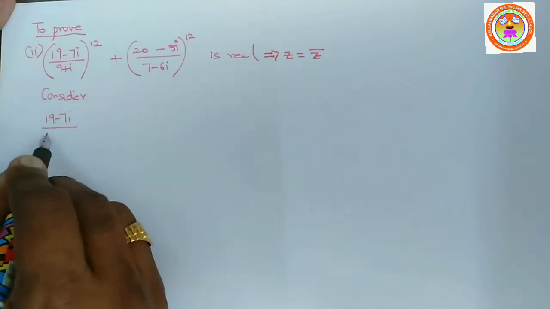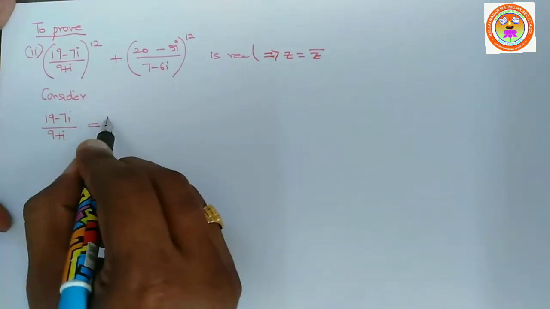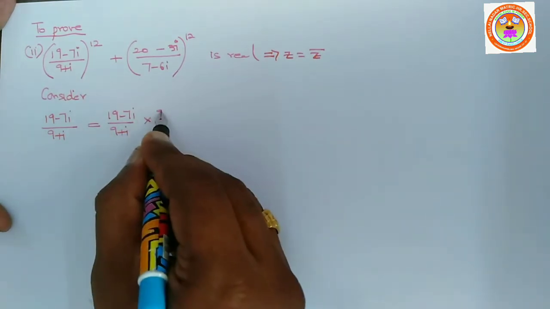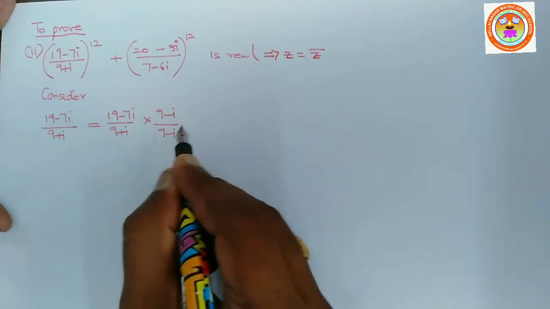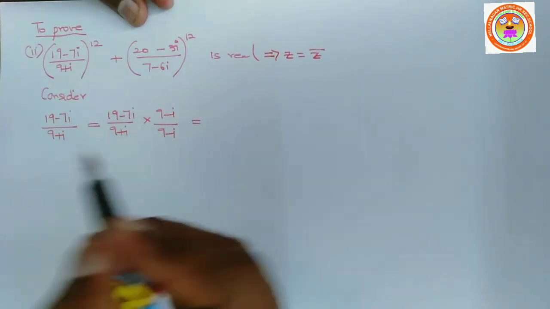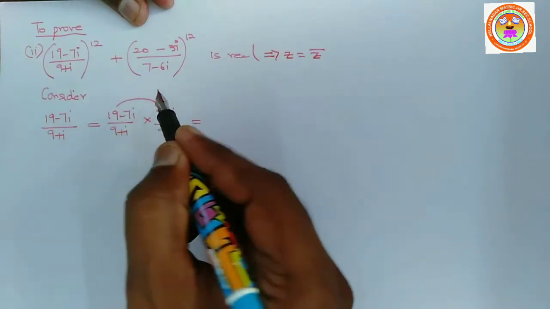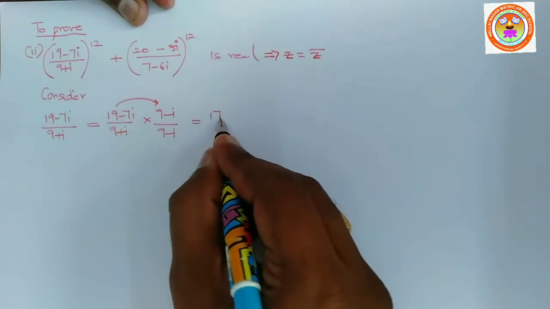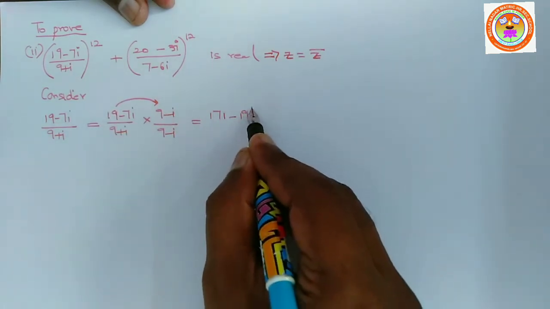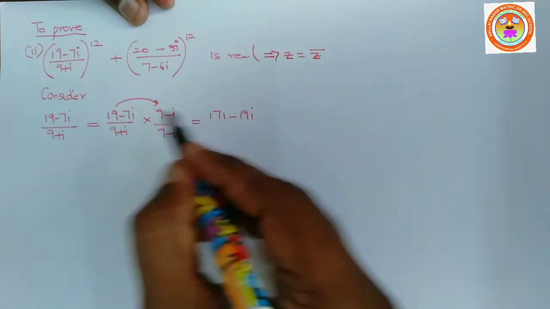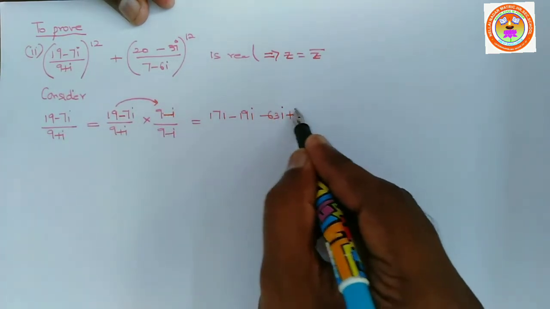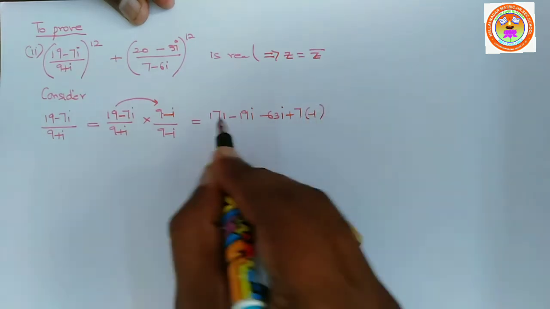19 minus 7i divided by 9 plus i. I am going to multiply by the conjugate, 9 minus i divided by 9 minus i. This is the conjugate: plus i means minus i. So first I am going to multiply. 19 into 9 is nothing but 171. 19 into i is minus 19i. 7 nines are 63, minus 63i. Minus into minus is plus, and 7 into i square, whose value is minus 1.